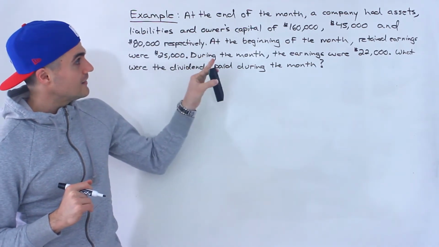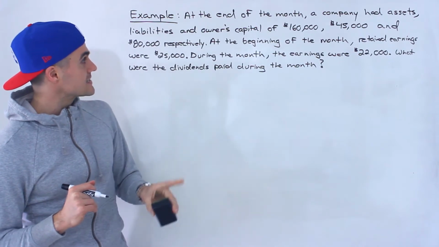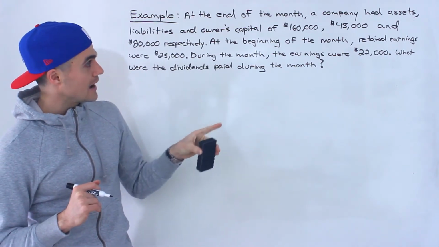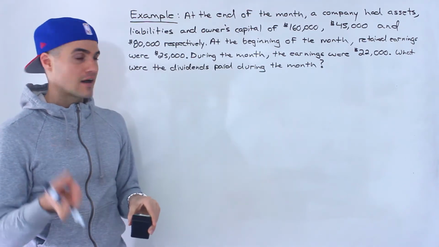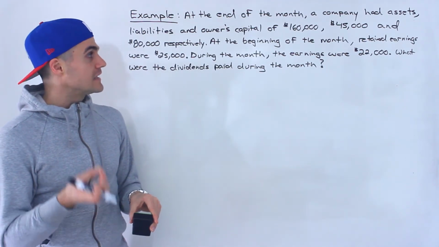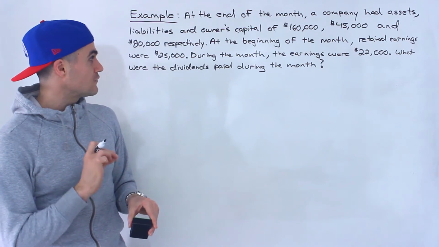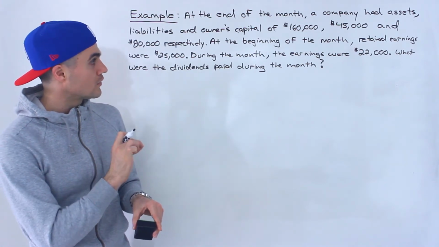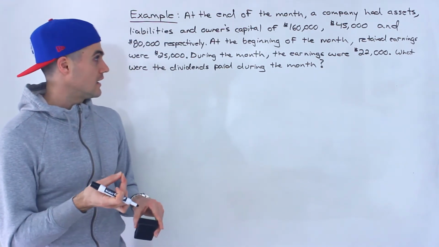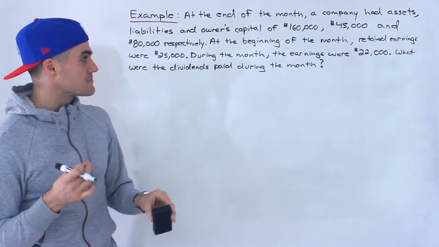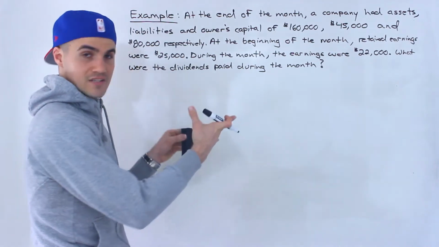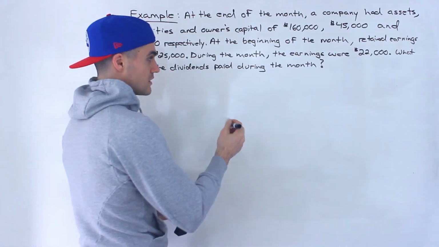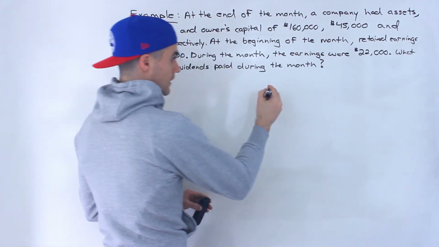We're told that at the end of the month, a company had assets, liabilities, and owner's capital of $160,000, $45,000, and $80,000 respectively. At the beginning of the month, retained earnings were $25,000. During the month, the earnings were $22,000. And we have to figure out what were the dividends paid during the month. So as usual, as the previous examples, I'm going to draw out the flow diagram of this.